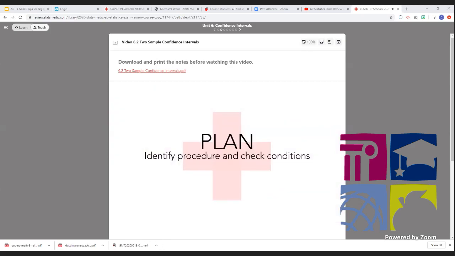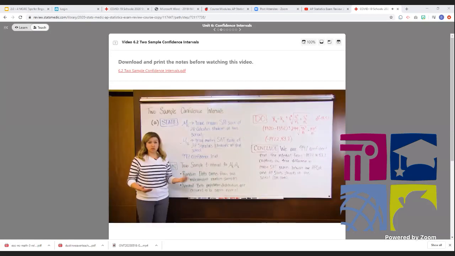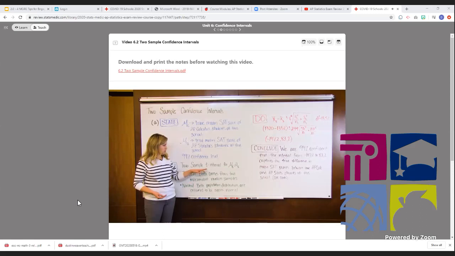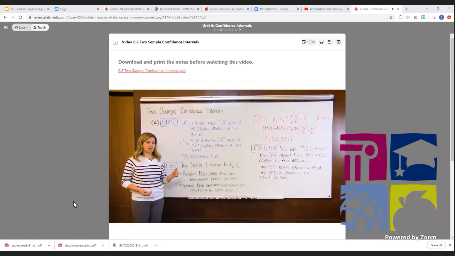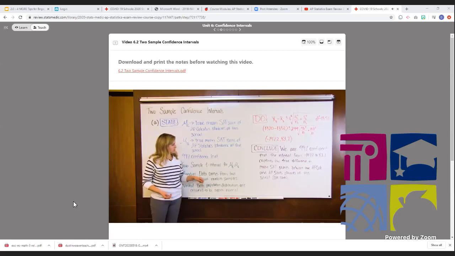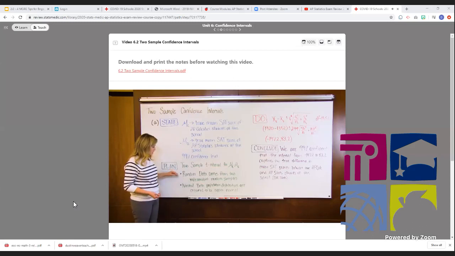In the plan portion, I've been told that we are working with means. So we're going to be doing a T interval. And then I have 2 different samples that I'm working with, the AP Calc students and the AP Stat students. So this is a 2-sample T interval for mu sub C minus mu sub S. Notice again, I've identified my order for the subtraction. And then we'll check our conditions.